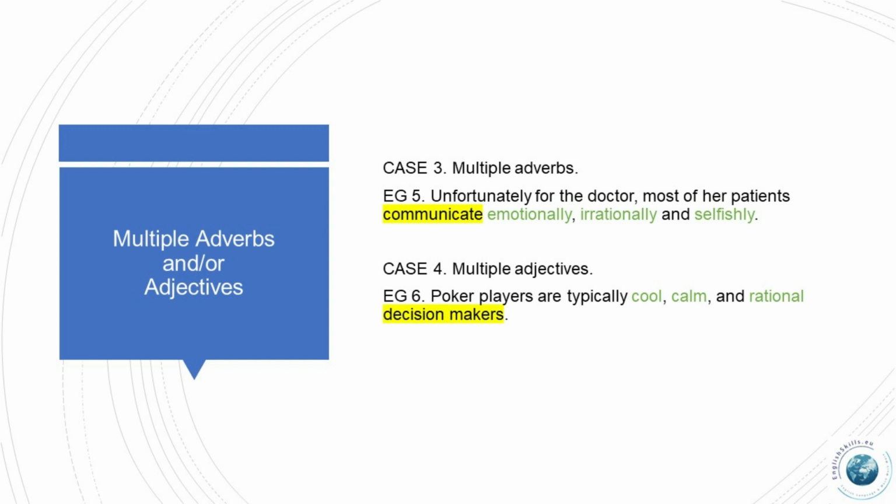For example, 5. Unfortunately for the doctor, most of her patients communicate emotionally, irrationally, selfishly. Okay, they're all adverbs, but we can just check it. Communicate emotionally, good. Communicate irrationally, great. And communicate selfishly. Everything's parallel. Example 6. Poker players are typically cool, calm, and rational decision makers. Okay, so they're decision makers who are cool, they're decision makers who are calm, they're decision makers who are rational. Cool decision makers, cool is an adjective, decision makers is being modified by the adjective cool. Calm, rational, calm decision makers, rational decision makers. Everything is parallel. Good job.